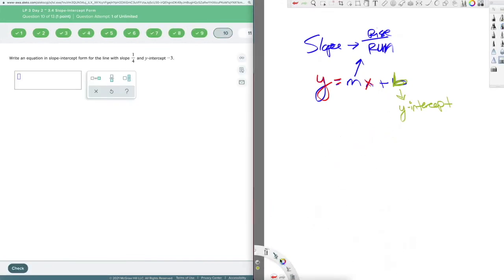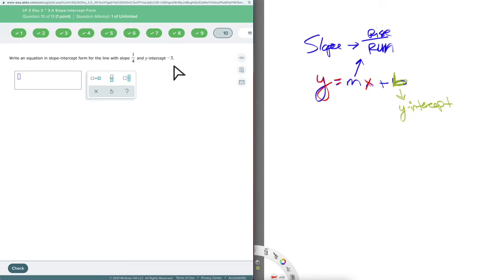Okay, so in this one, they actually just told me what the pieces are, didn't they? So write an equation in slope-intercept form of the line with slope 1/4 and y-intercept -3. All right, well, I flat out was just told slope and y-intercept.